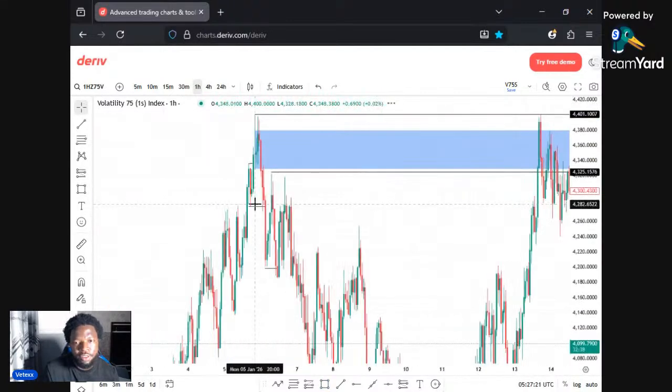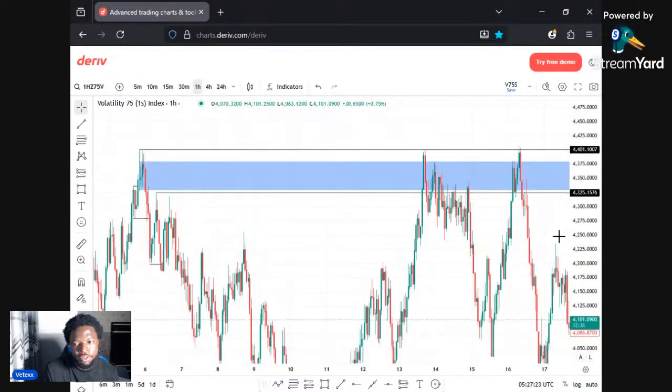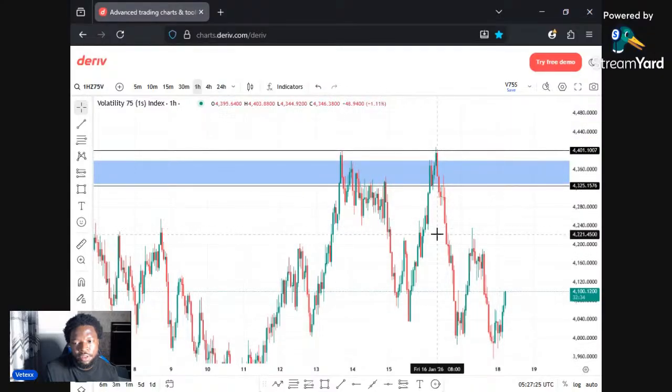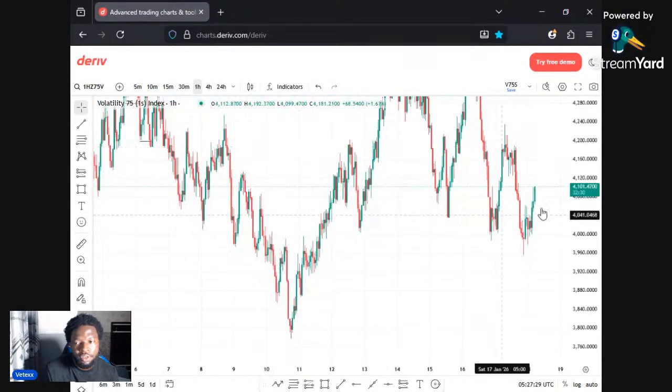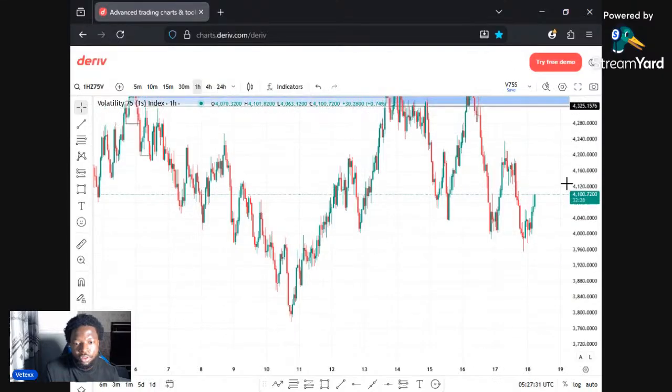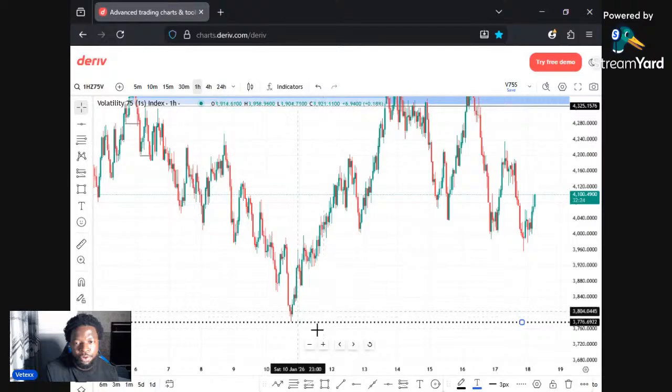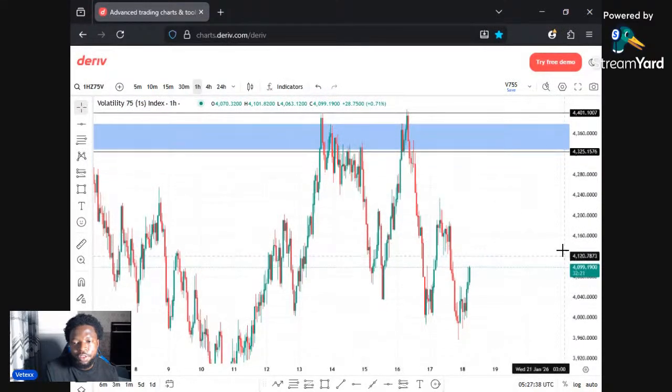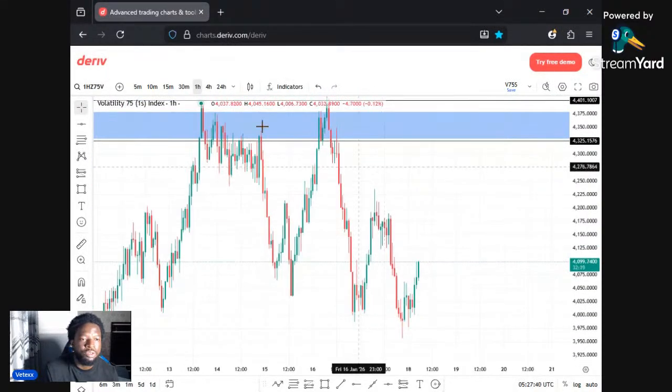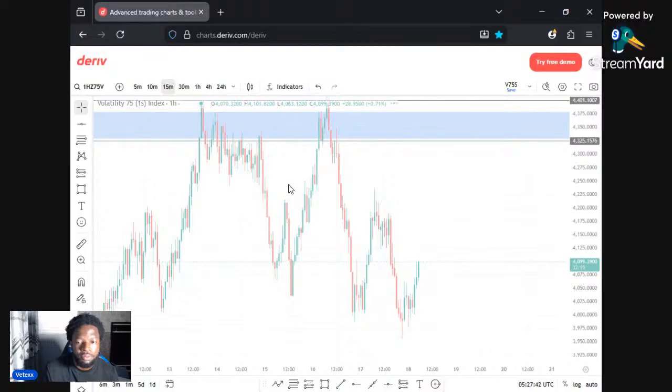So let's see if price got into the zone and then sold off. Seeing clearly, you can see that price got into this zone, sold off, and it's coming to this target. No matter how long it's going to take, it's going to get to this point. So let's go to the 15 minutes time frame to see if we see the continuation on the 15 minutes time frame.